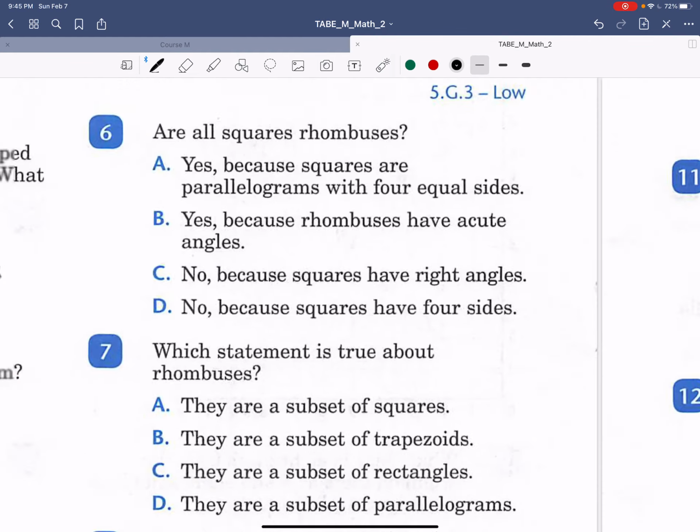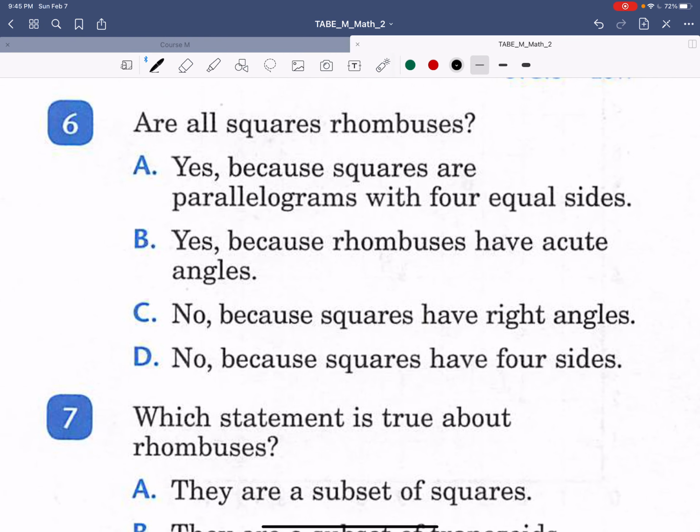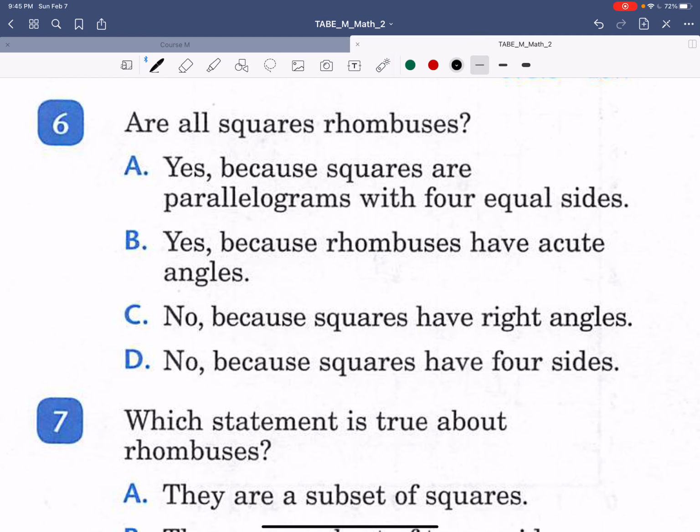Number 6, yes. Are all squares rhombuses? Are all squares rhombuses? And remember the definition of squares. Squares have 4 equal sides and 2 pairs of parallel lines. So yes, squares are parallelograms with 4 equal sides.